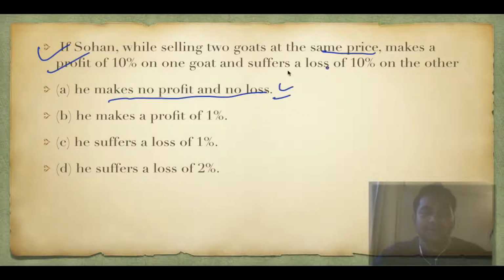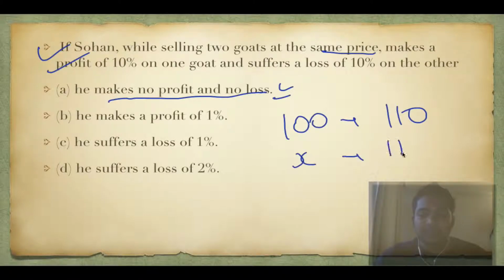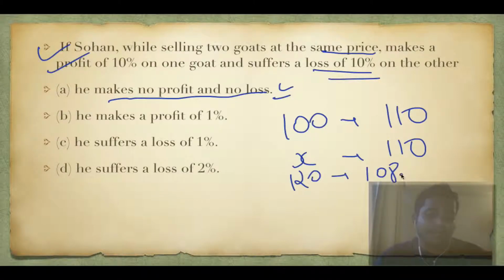So let's say the first goat sells at a profit of 10%. So let's say the first goat is worth 100 rupees. You are selling it at 110. Is that understood? Now the second goat, you do not know how much it is worth, but you are also selling it at 110. So assuming that you are making a 10% loss, let's say its cost is 120 rupees. If you are making a 10% loss, it will be sold at 108, but it is sold at 110. So it is slightly more than that.